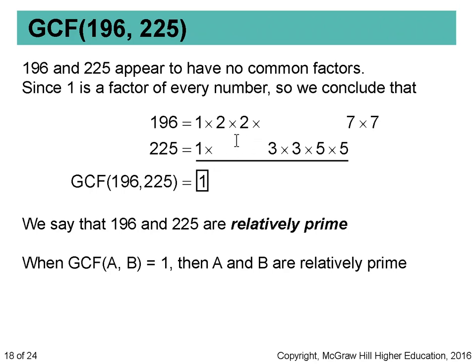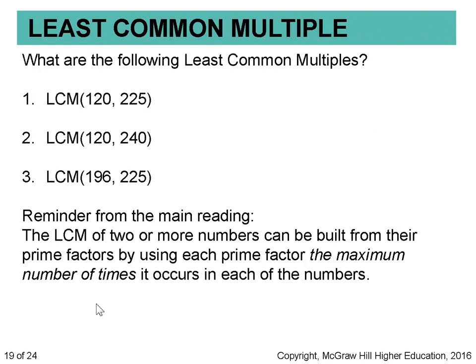There's no 2's in 225, there's no 3's or 5's in 196, and there's no 7's in 225. The only number they have in common is 1. We say that the two numbers 196 and 225 are relatively prime. When you have the greatest common factor of two numbers and it's 1, then those two numbers are relatively prime. That's the definition of relatively prime.